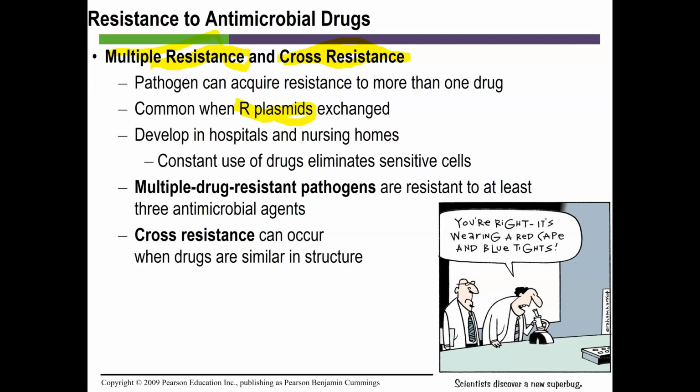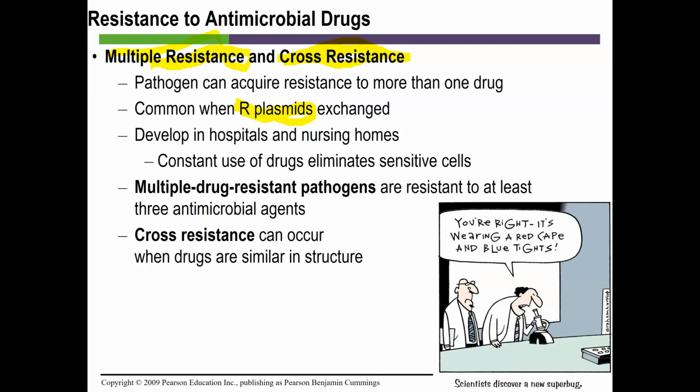You see this multiple resistance and cross resistance appearing in hospitals and nursing homes, and the reason is that's where there is constant use of the drugs, right? Lots of antimicrobials being used, so the sensitive cells are eliminated and only the resistant ones remain, and those are the ones that get passed from patient to patient, especially if you're not being really careful about how you are moving from patient to patient and bringing infectious organisms with you. So when you hear the term multiple drug resistant, we're talking about a pathogen that's resistant to at least 3 of the antimicrobial agents that would have been used to treat them earlier.